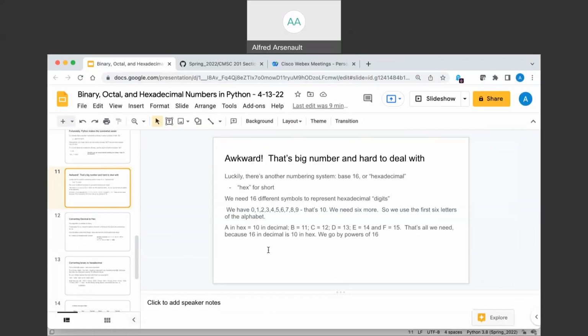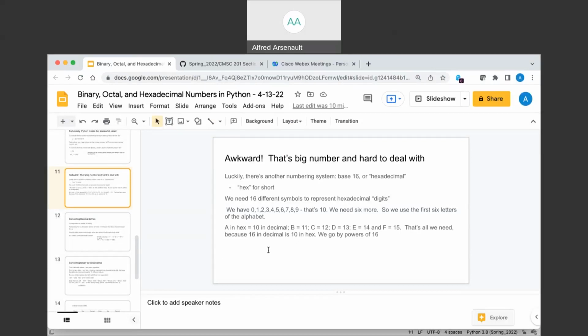So when humans do have to speak the same language as computers, when humans have to get out of their comfort zone and get away from base 10, we use base 16, or hexadecimal, hexadecimal meaning 16, or hex for short. So when someone says they're talking about hex, that means they're simply using a base 16 numbering system.